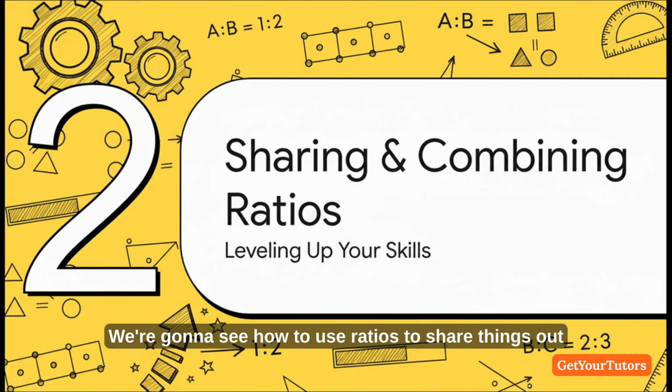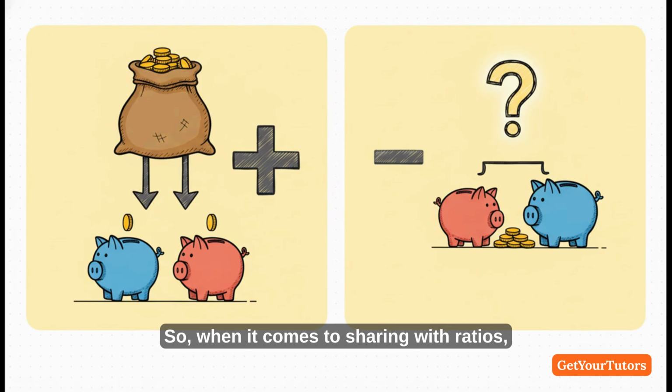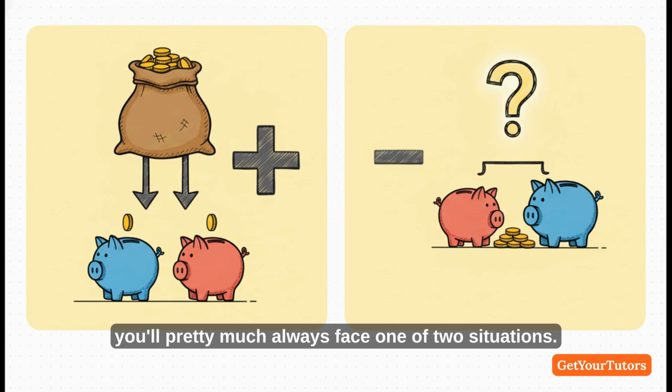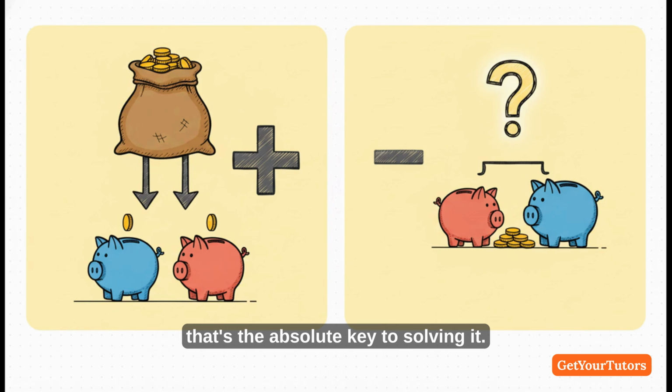All right, now that we've got the basic tool down, let's level up. We're going to see how to use ratios to share things out fairly and even how to link different ratios together. So, when it comes to sharing with ratios, you'll pretty much always face one of 2 situations. Either you know the total amount you're splitting up, or you only know the difference between what people are getting. And knowing which problem you're dealing with, well, that's the absolute key to solving it.